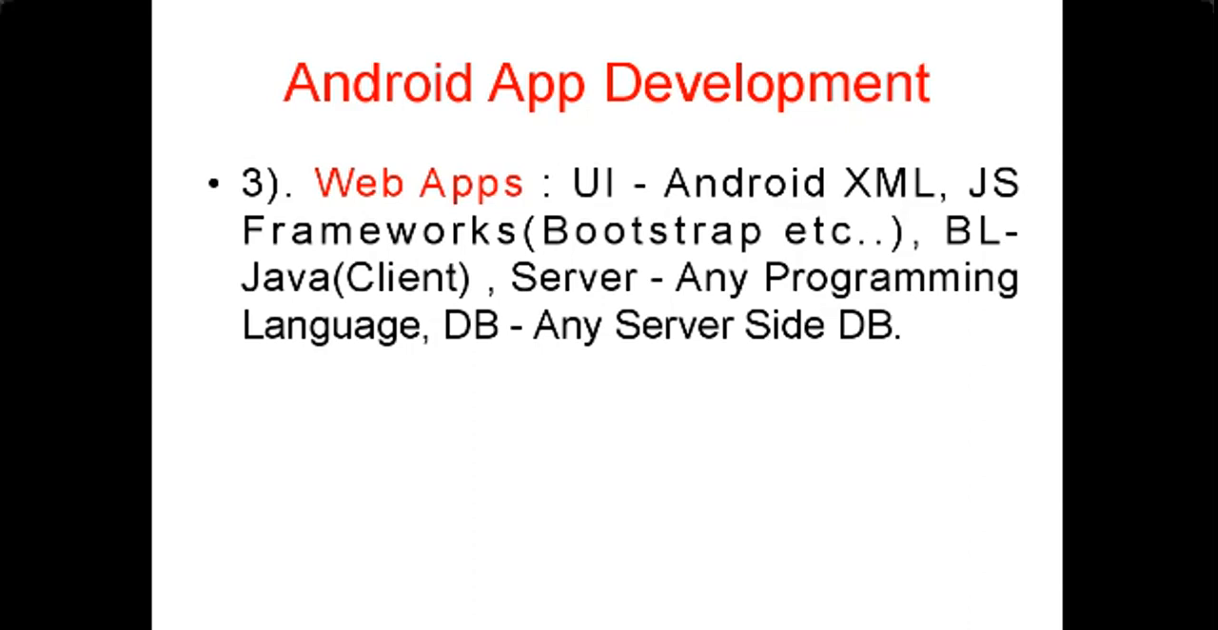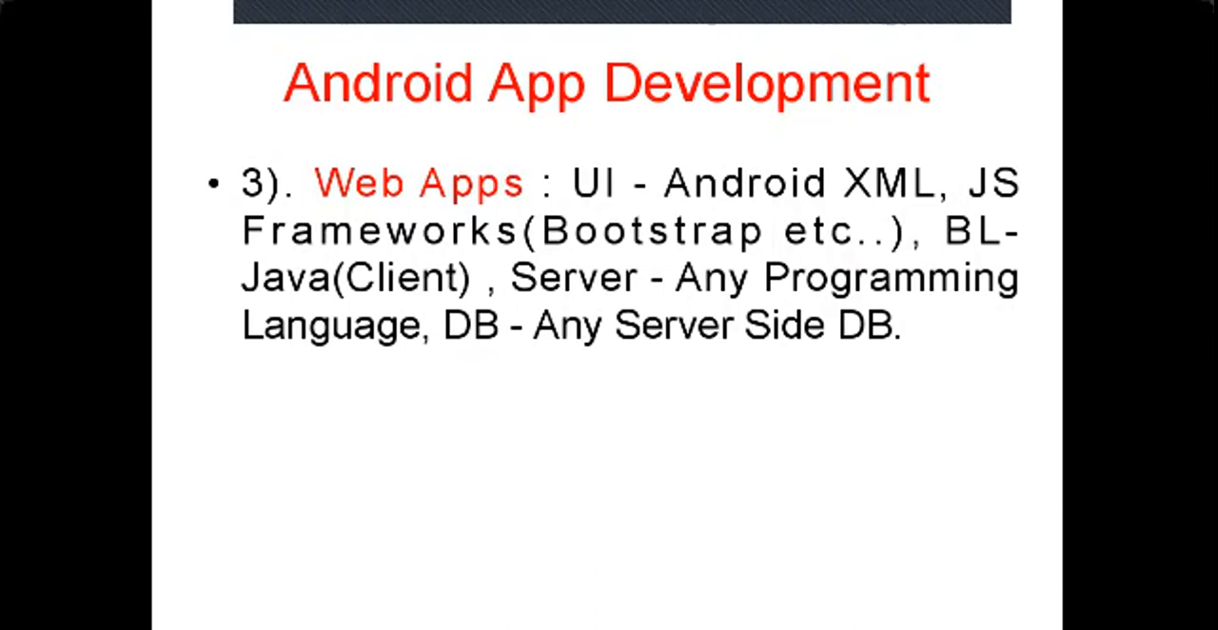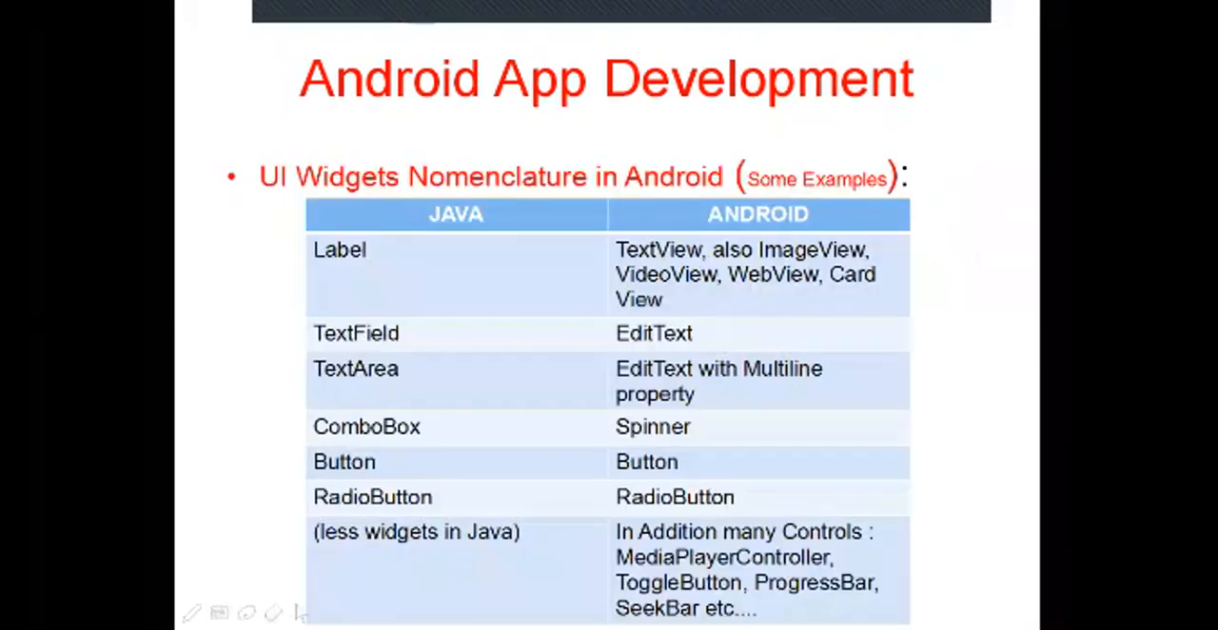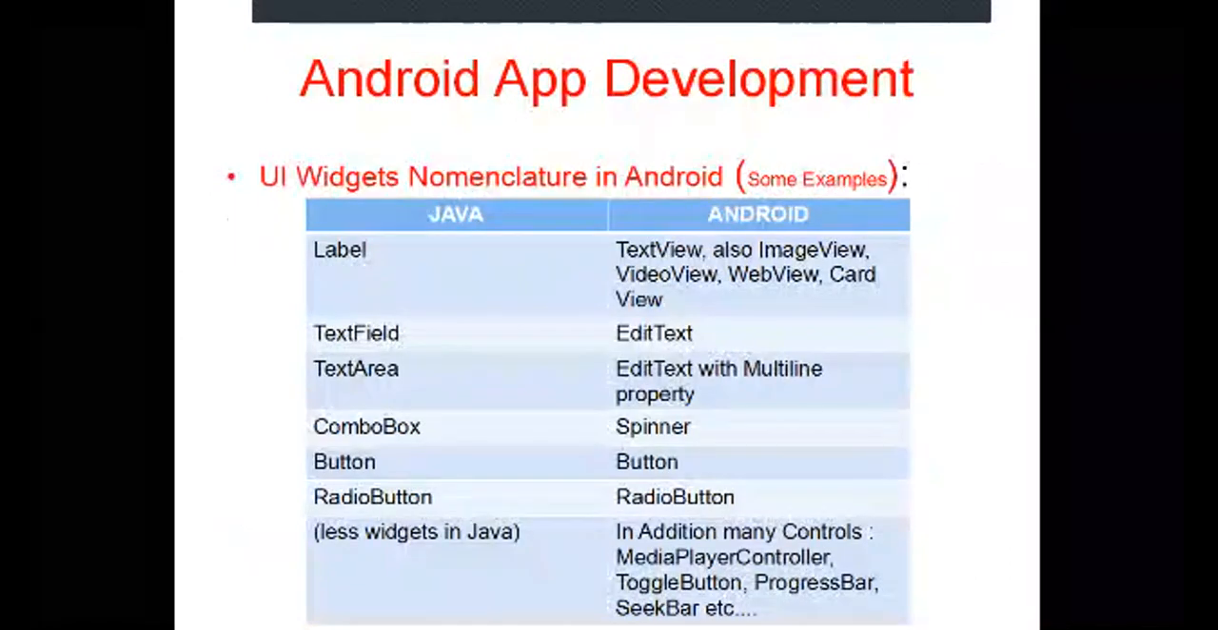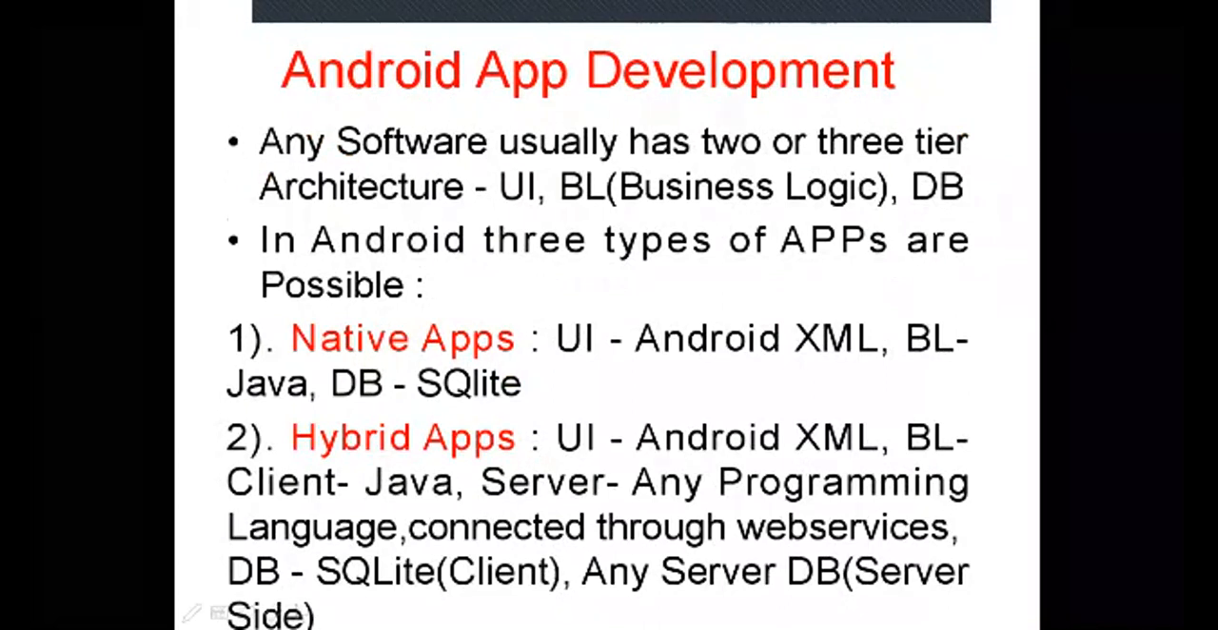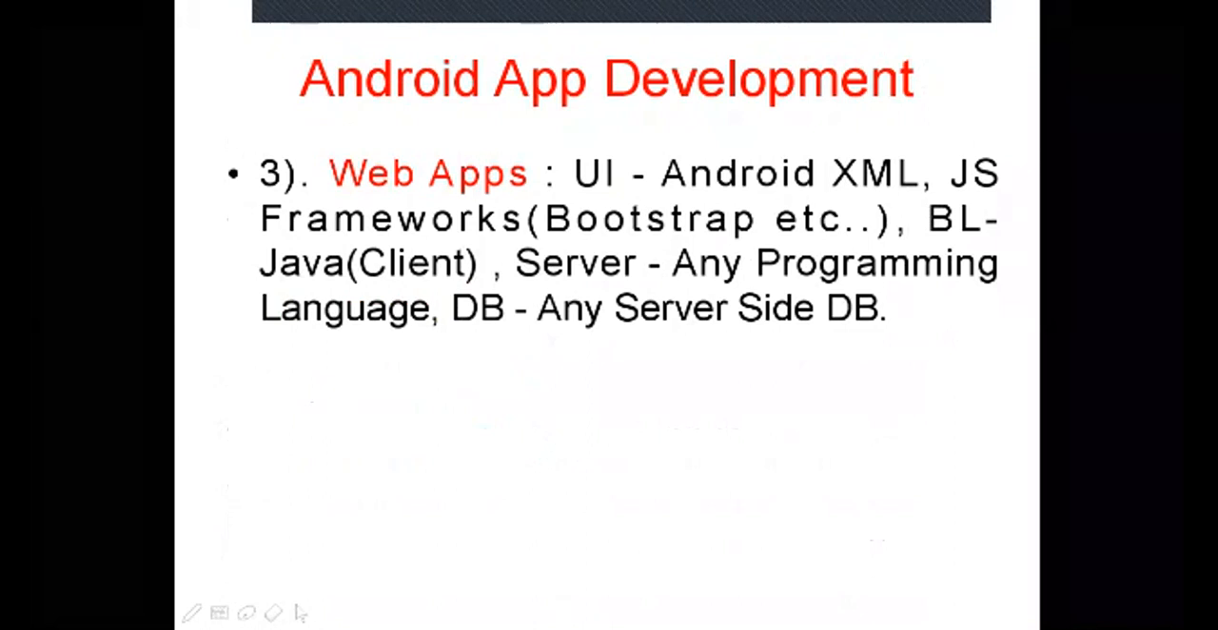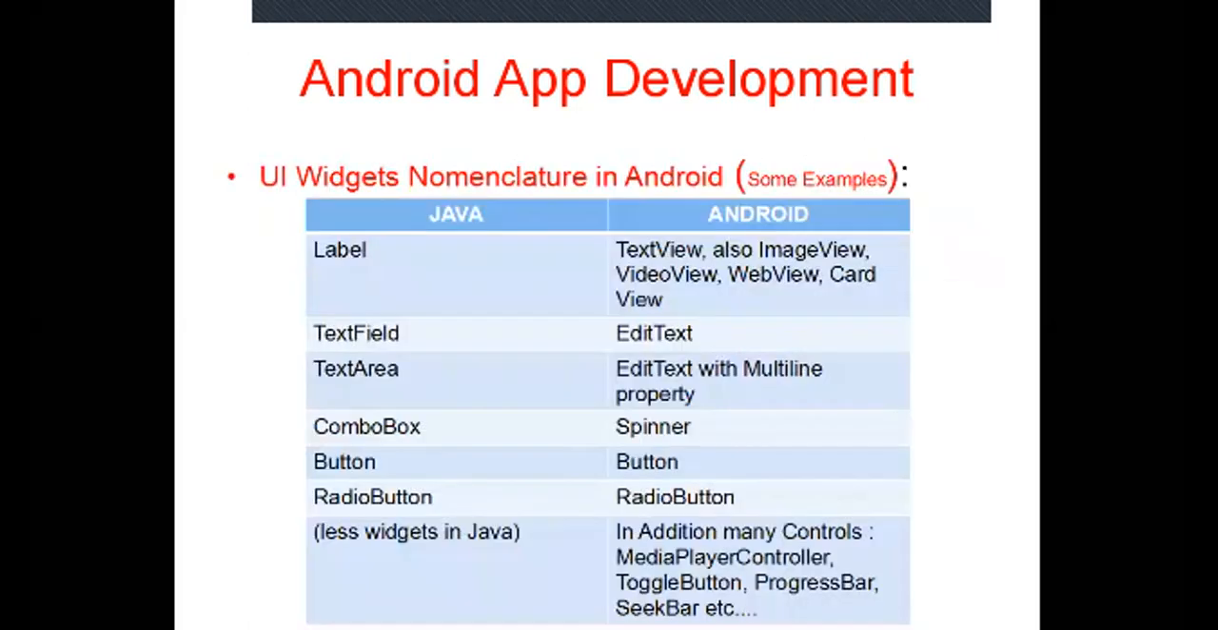And the DB here, if you consider, in the case of hybrid apps, you need a local database. Local database is required in the case of hybrid apps. Whereas in the case of web apps, there is no local database. Everything will be stored on the server side only. And the server database may be anything, for example, Oracle or MySQL server, anything. So this is how the app development is.